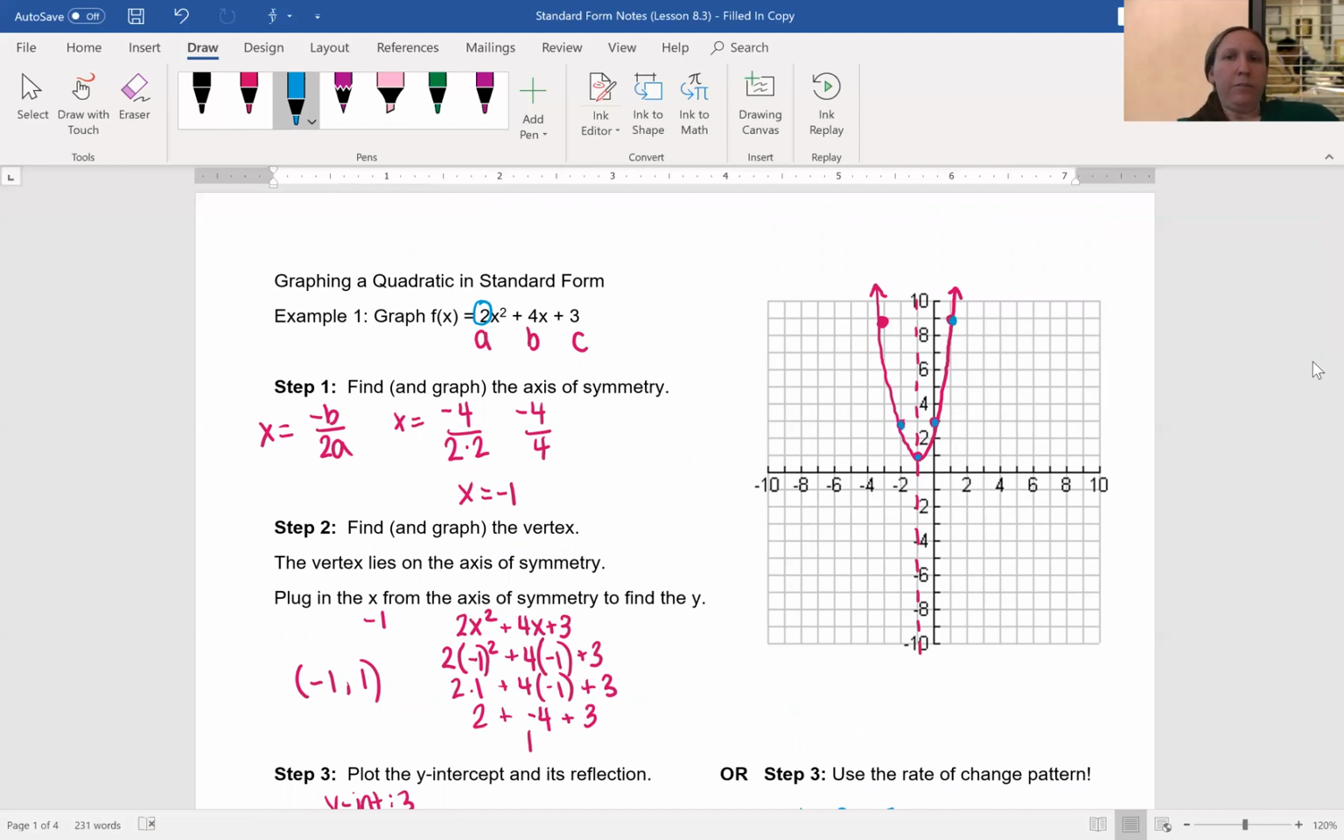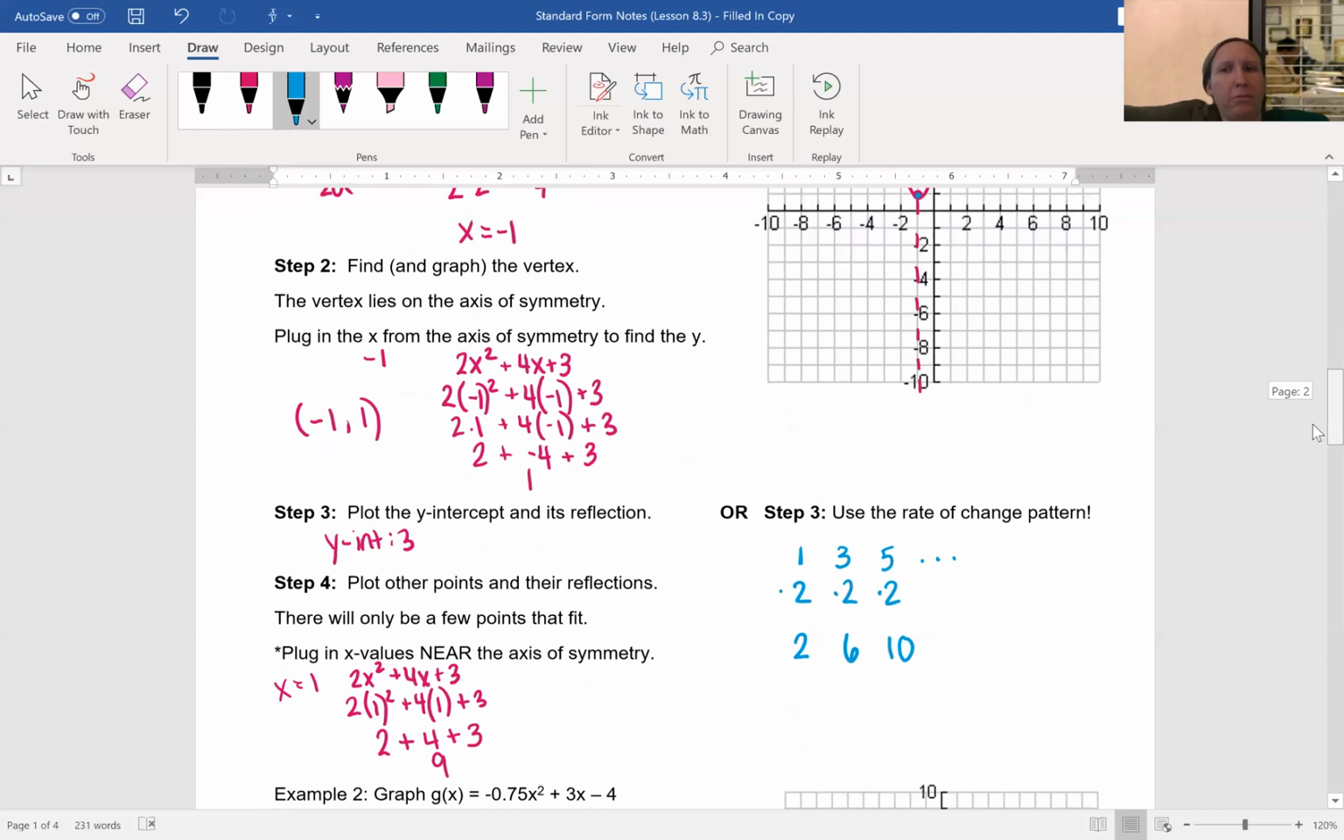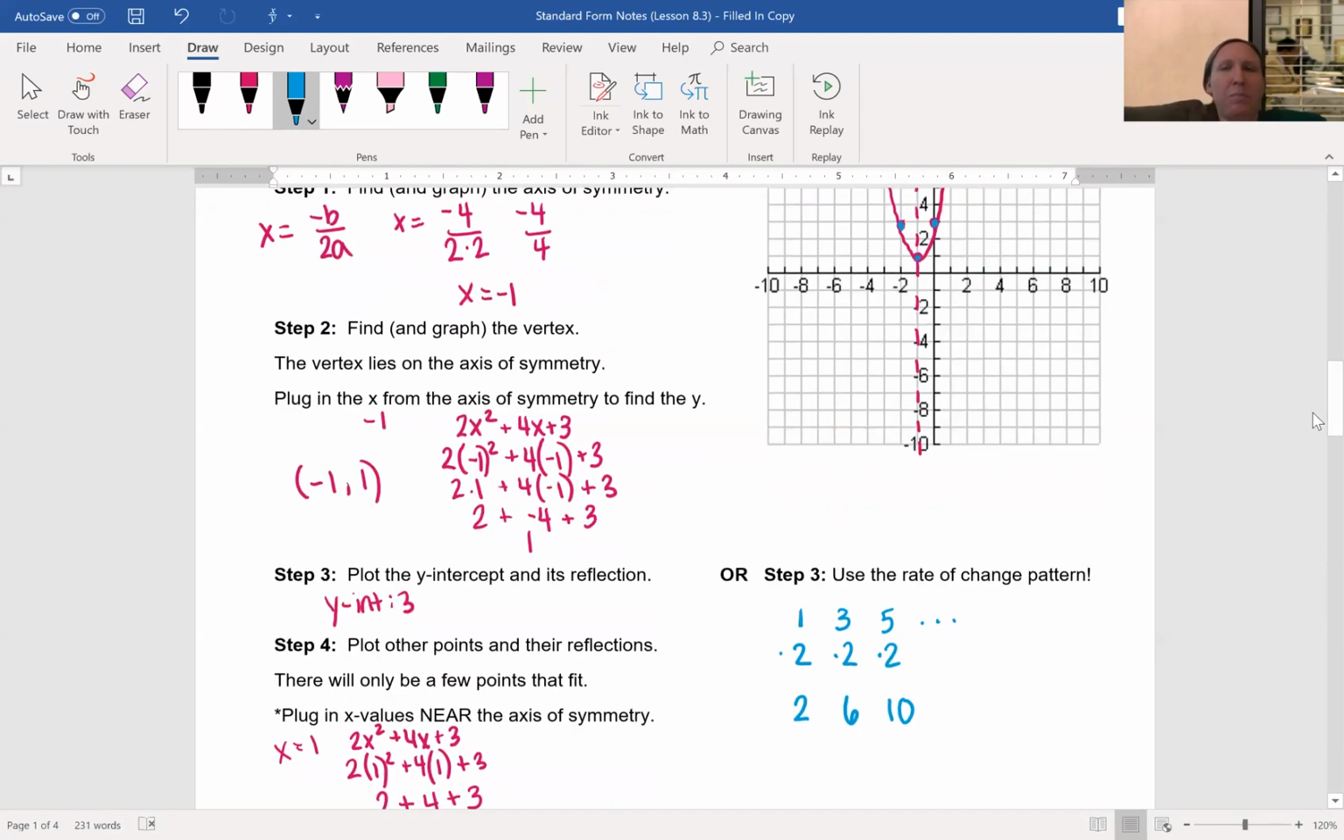Okay, so if you're not a fan of plugging in points, that rate of change pattern really does help. Except when the a is a fraction, sometimes that's not so fun, and plugging in points is probably your best option there.